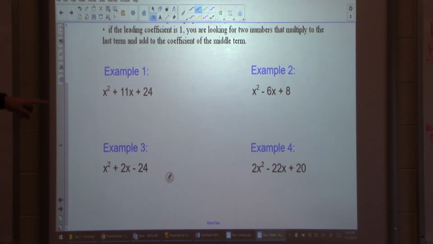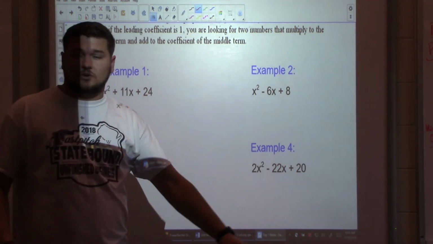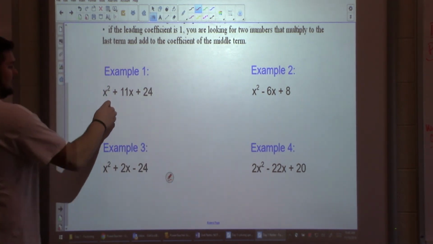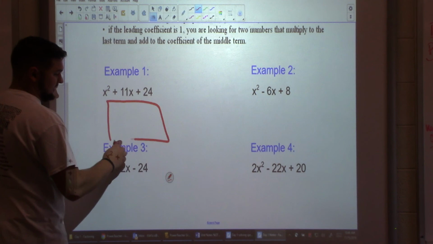So the first one, x squared plus 11x plus 24. If I do the box method for that, if you remember, box method.